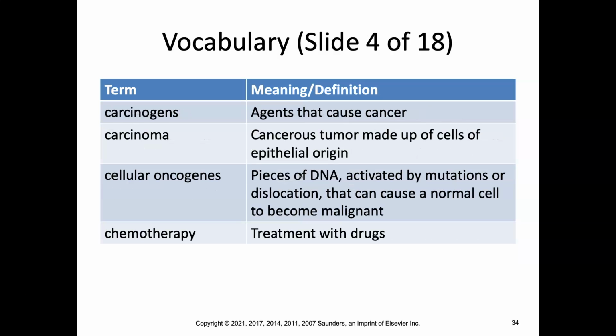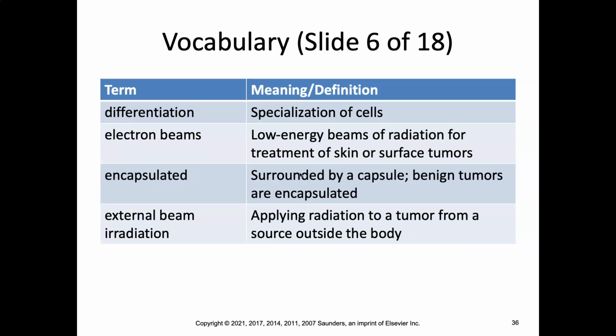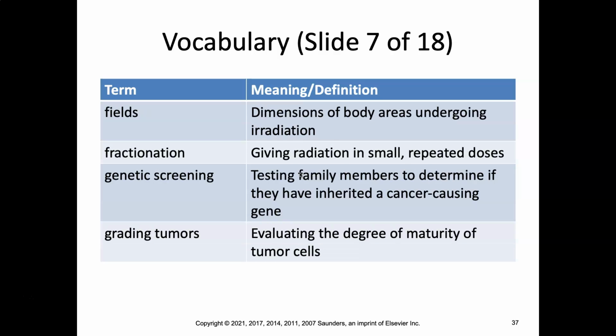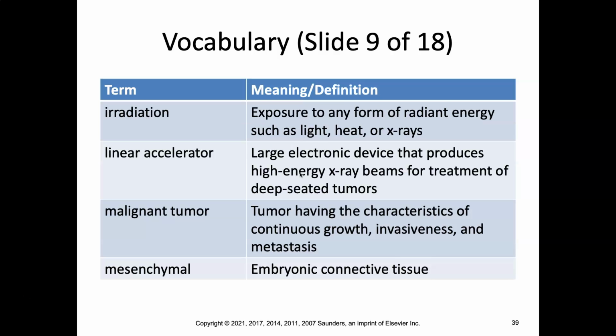Carcinogens, carcinoma, cellular oncogenes, chemotherapy, combination chemotherapy, dedifferentiation, DNA, deoxyribonucleic acid, differentiating agents, differentiation, electron beams, encapsulated, external beam irradiation, fields, fractionation, genetic screening, grading tumors. Gray, that is a unit of absorbed radiation, of that absorbed radiation dose. So it's a measurement of how much radiation was absorbed. Gross description of tumors, infiltrative, invasive, irradiation, linear accelerator.